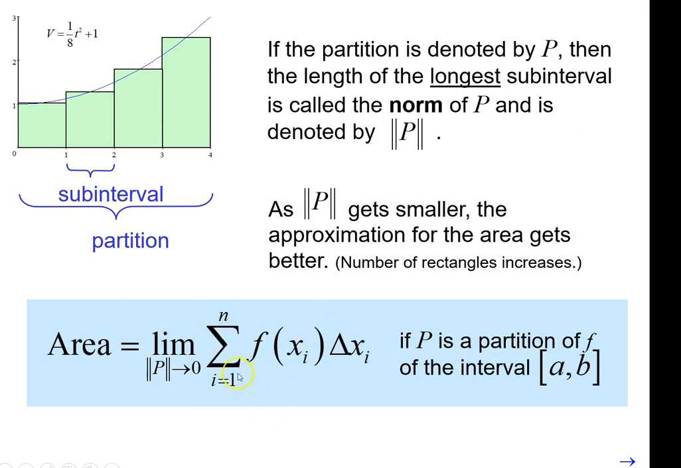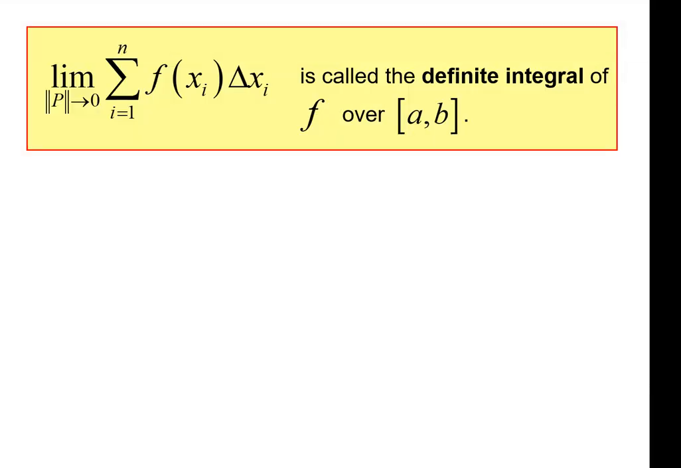If we put this together, this is the same thing we had in the previous lesson. So remember that sigma we had, the sigma from 1 to n. F of x sub i, remember, was the height of each rectangle. Delta x sub i was the width of each rectangle. The difference is now, instead of taking n to infinity, we're using this norm goes to 0. It's the same thing. I don't want you to get too caught up in the notation here.